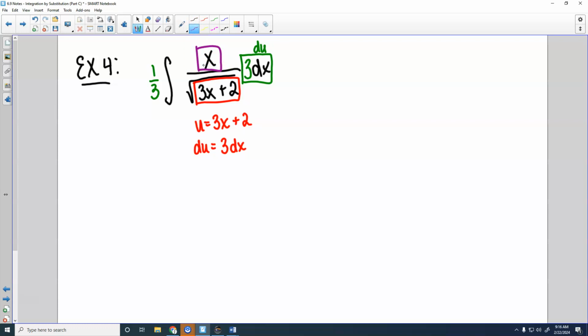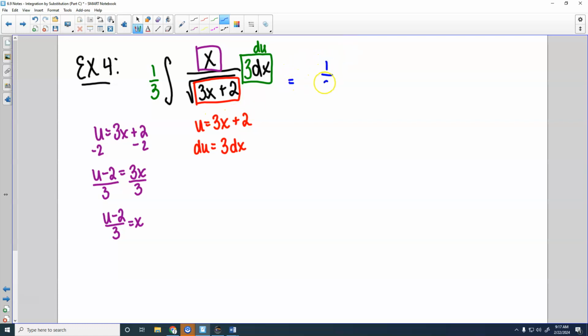So what are we going to do? We're going to solve for x in that u statement, right? So I've got u equals 3x plus 2. I'll need to subtract 2 from both sides. u minus 2 equals 3x. And I'll divide by 3. So u minus 2 over 3 equals x. Oh boy. I have a feeling I'm not going to like this once I plug it in.